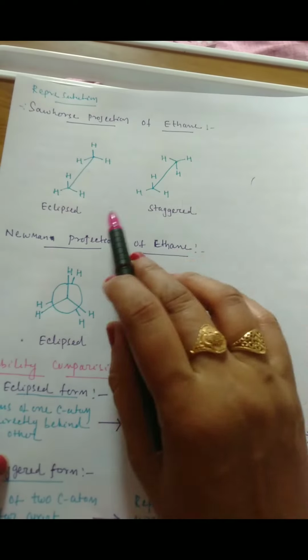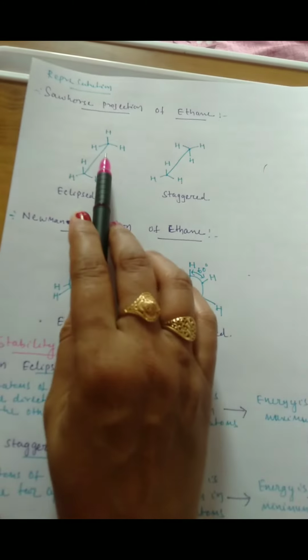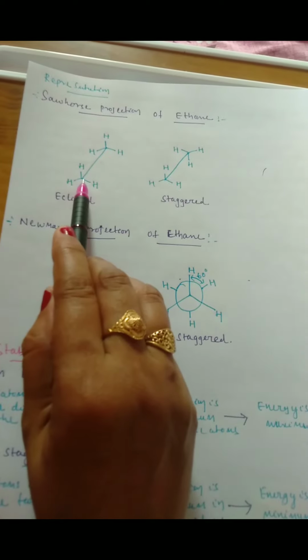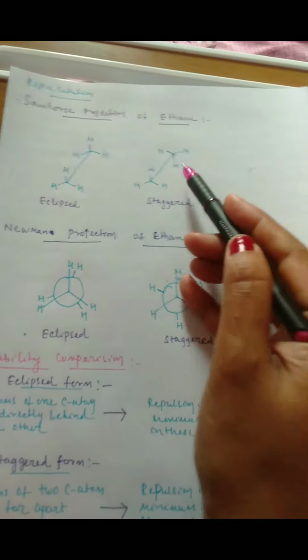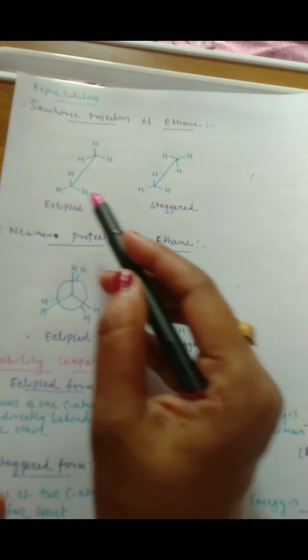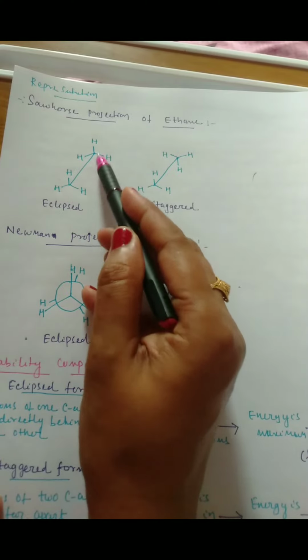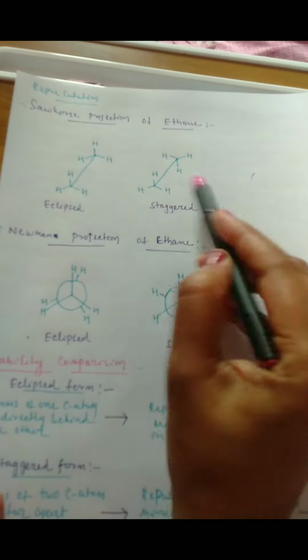This eclipsed form and staggered form can be represented in two ways. One is Sawhorse projection, another is Newman projection. See here, this is ethane, where this dot represents one carbon atom, and this dot also represents another carbon atom. This is CH3, single bond, CH3. This is known as the eclipsed form, and this is known as the staggered form, where you observe that the arrangement of hydrogen atoms on the two carbon atoms is different. So these two forms differ in their arrangement of atoms.